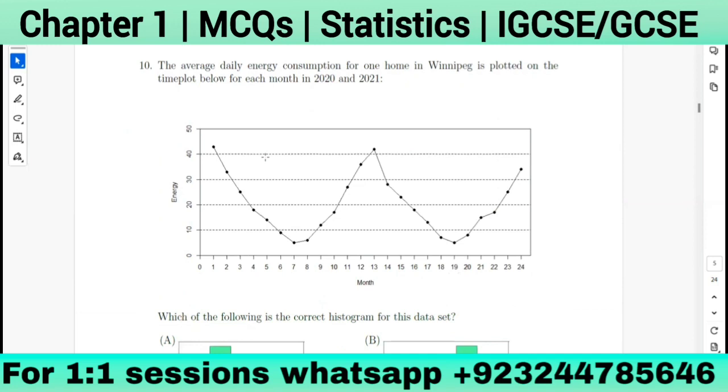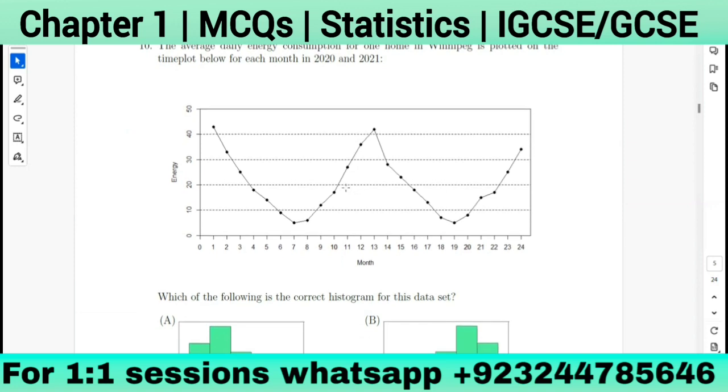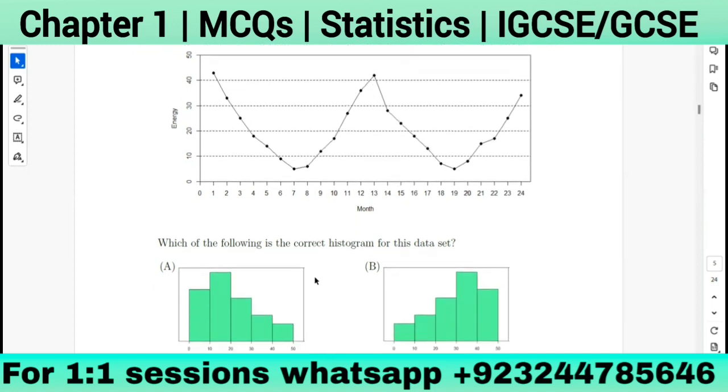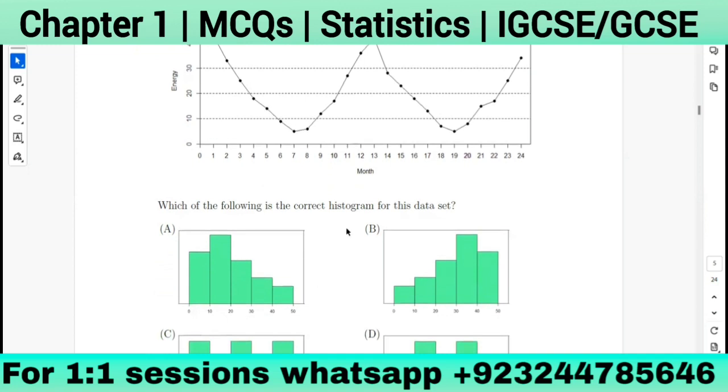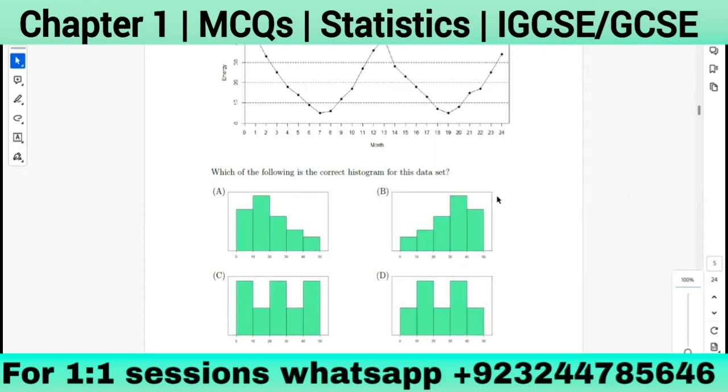Average daily energy consumption for one home in Winnipeg is plotted on the time plot below for each month in 2020 and 2021. So now this is the time plot, as I told you, as we also made it last time, that it moves from 2020 to 2021 like this. Which of the following is the correct histogram for this data? So we have to find out which histogram would be correct for this data. So let's see.